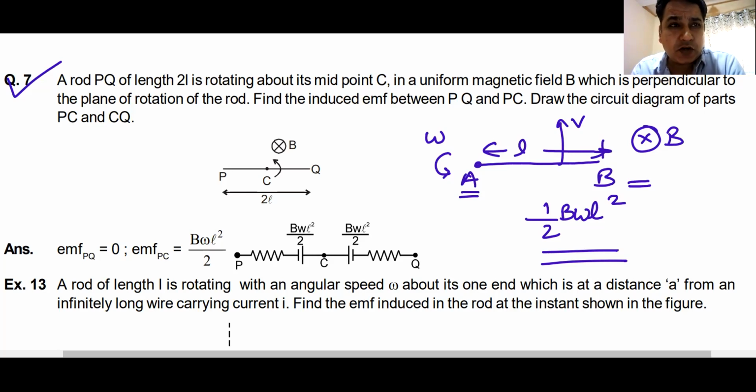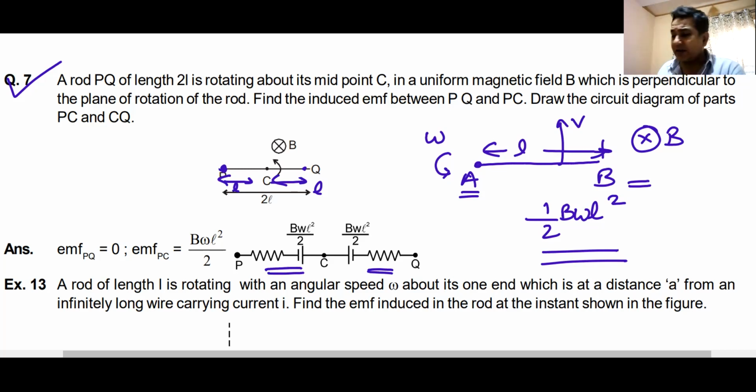So here we have a rod of length 2L, which is rotated about its midpoint in a uniform magnetic field, which is perpendicular to the plane of the rotation of the rod. Find the EMF induced between P and Q. P is this point, Q is this point, this length is L, this length is also L. Find the EMF induced between point P and Q and P and C. Find the circuit diagram. So you can see this is how they have drawn the circuit diagram.